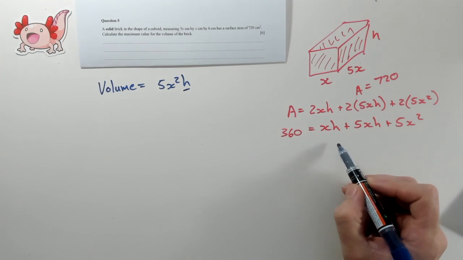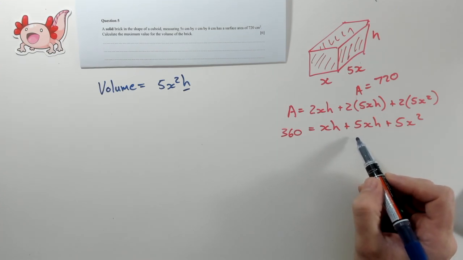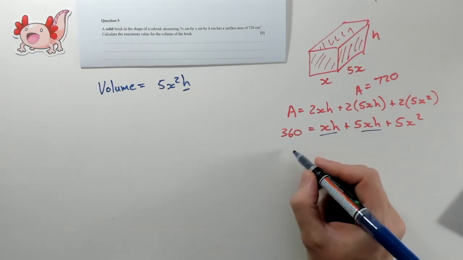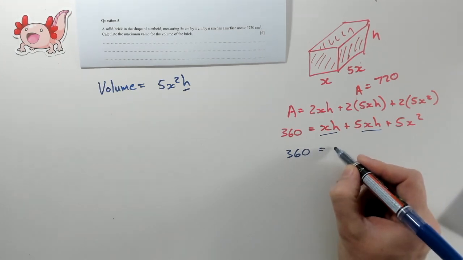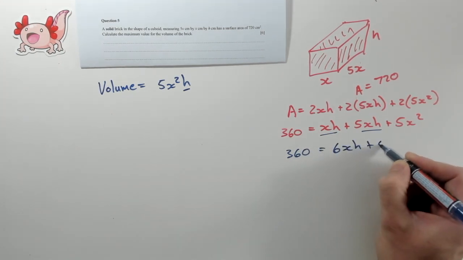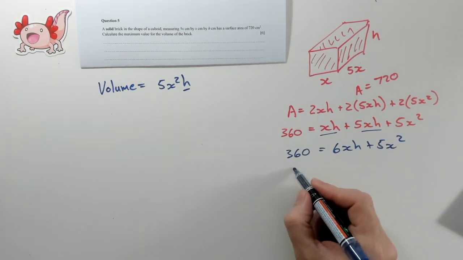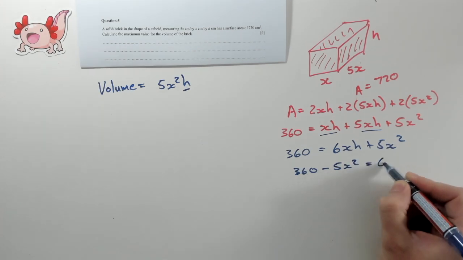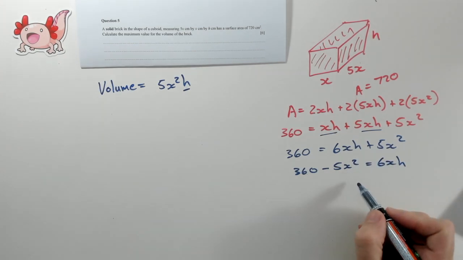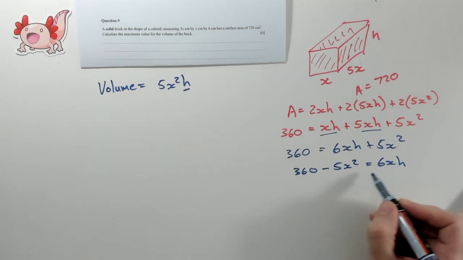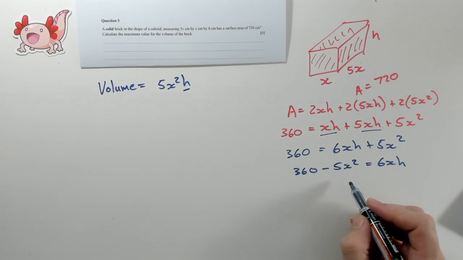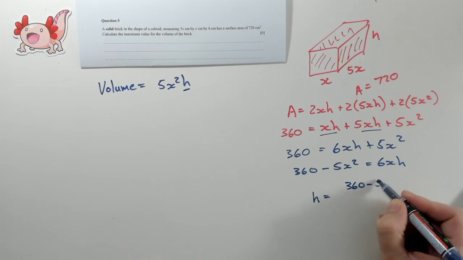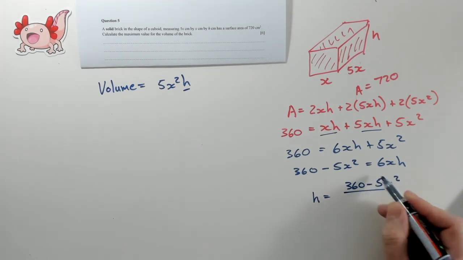I'm thinking now, did I make a mistake here? No, it doesn't seem like it. We have 5x and 5x. Okay, so that's fine. 360 is going to be 6xh plus 5x squared. So this can be 360 minus 5x squared is going to be 6xh. And then I will just divide both sides by 6x. So h is going to be 360 minus 5x squared all over 6x.